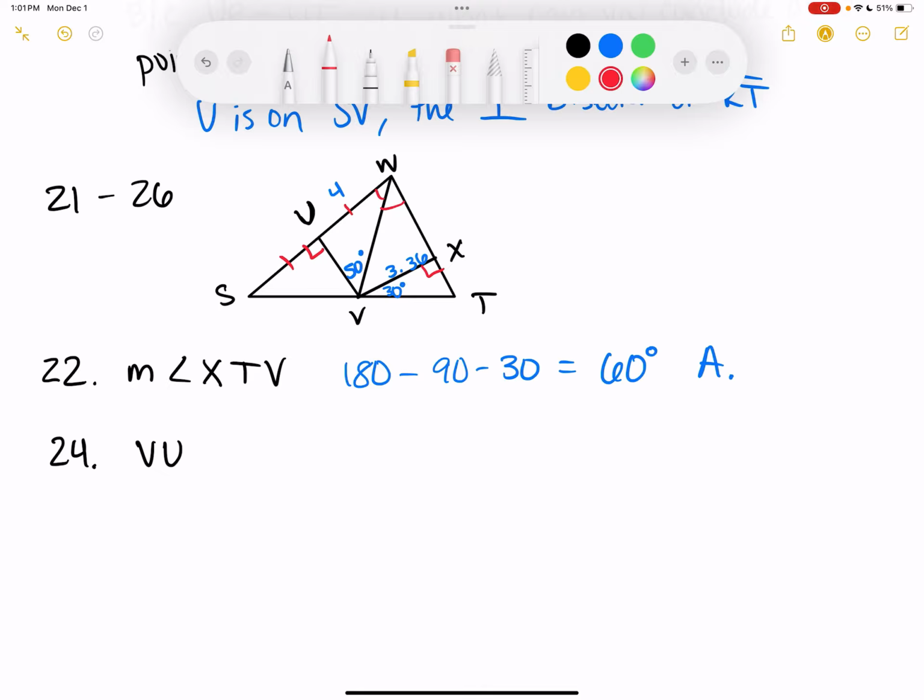I just kind of know one question where it said identify all the triangles. That one tripped me up.